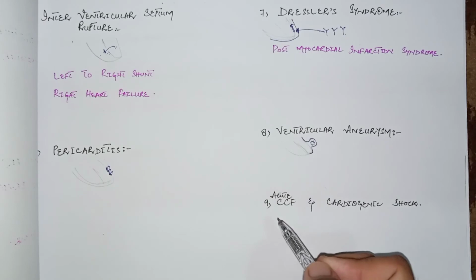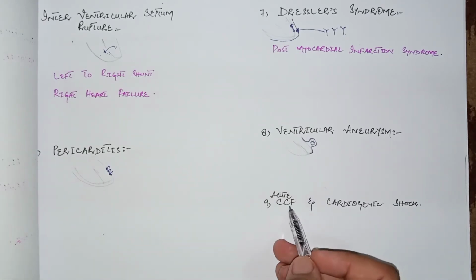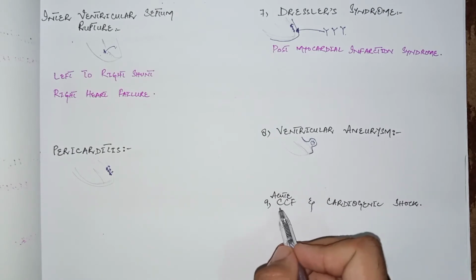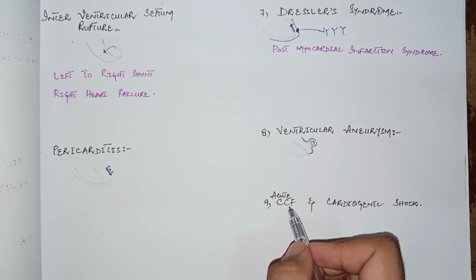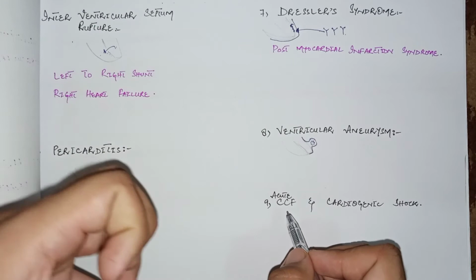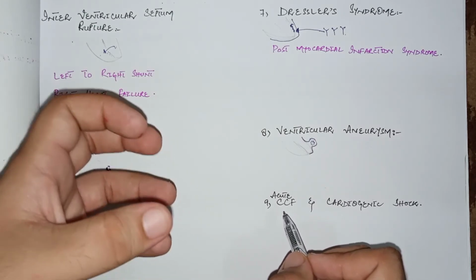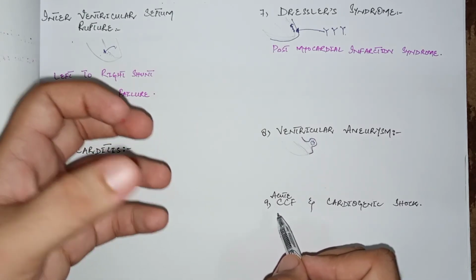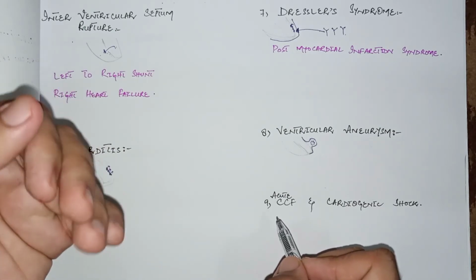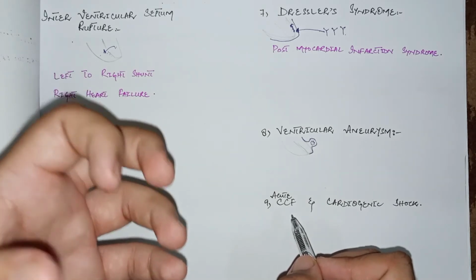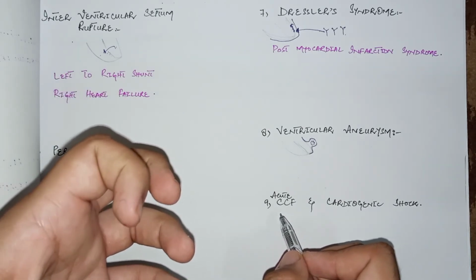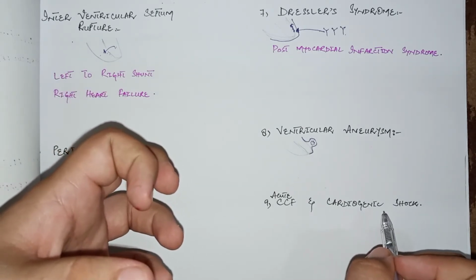Now come to the next complication, that is acute congestive cardiac failure and cardiogenic shock. It is because the dead myocardium is less motile, so there is decreased cardiac output, which leads to decreased perfusion of the coronary arteries as well. Due to decreased perfusion of the coronary arteries, there is decreased perfusion of the myocardium, which further exaggerates the process, and due to decreased motility, the patient ends up with congestive cardiac failure and cardiogenic shock.